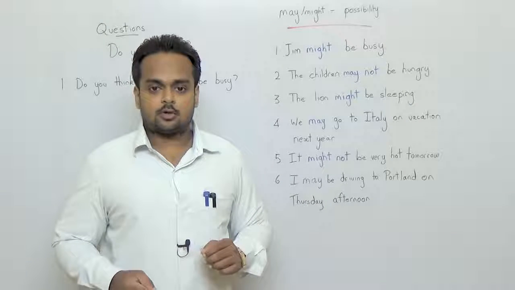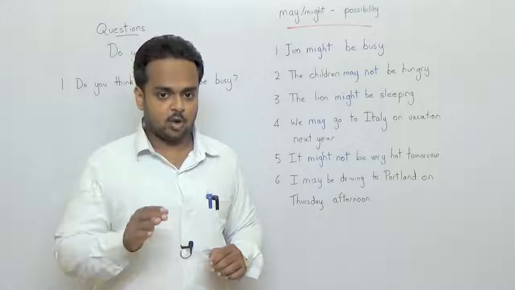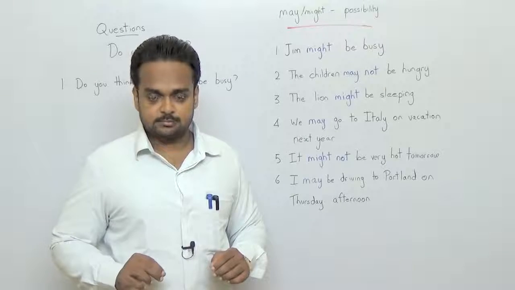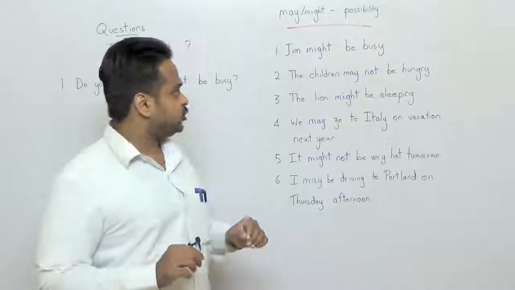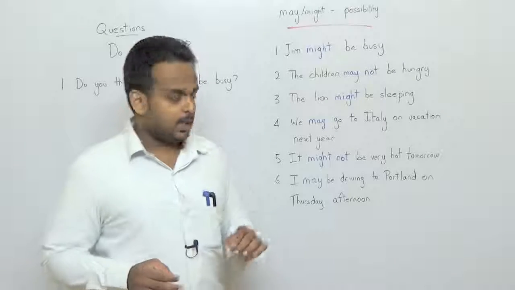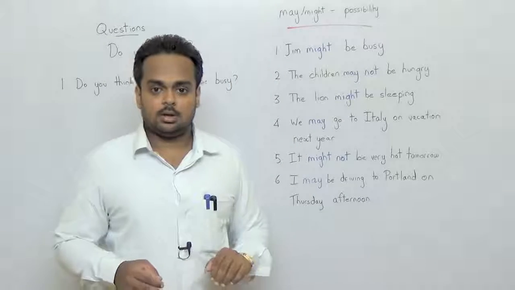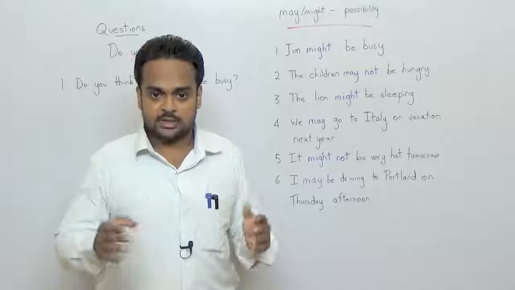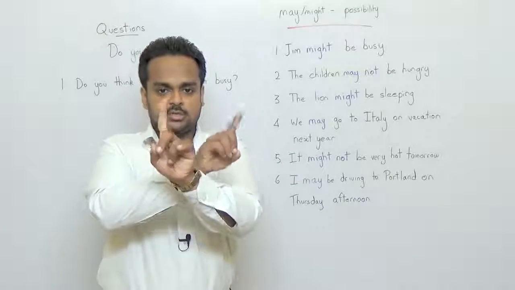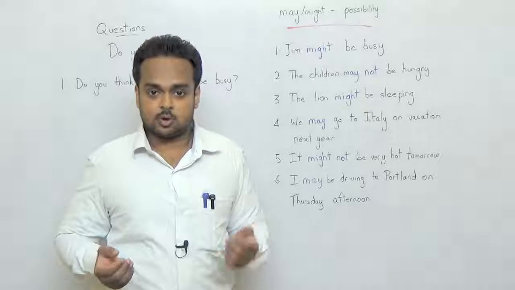All right, now we've talked about positive and negative sentences with may and might. But how do you make questions? Well, there are two ways to make questions. The first way is to do what we normally do in the present tense. If this was a present tense sentence, Jim is busy, we would change the position of the subject and verb. We would say, is Jim busy? And that is the question.